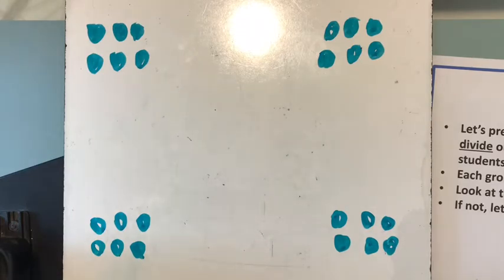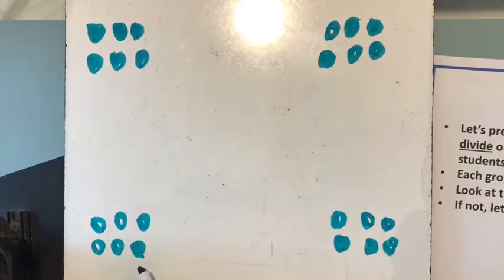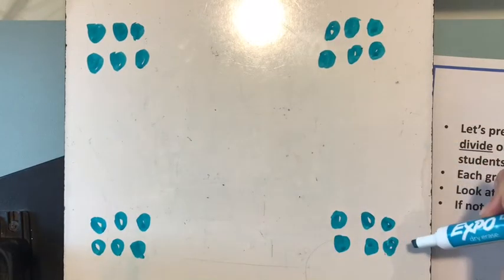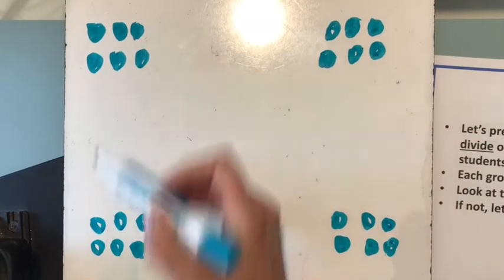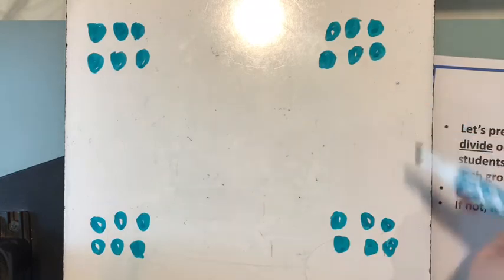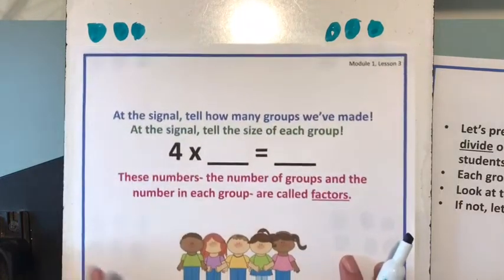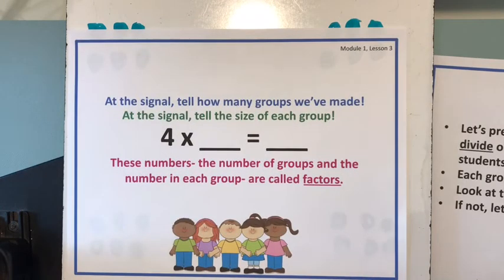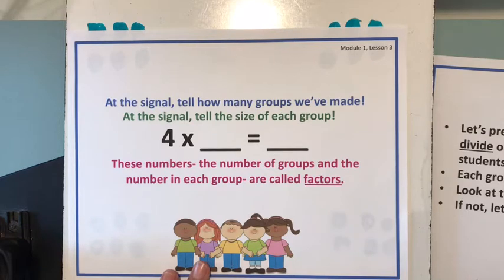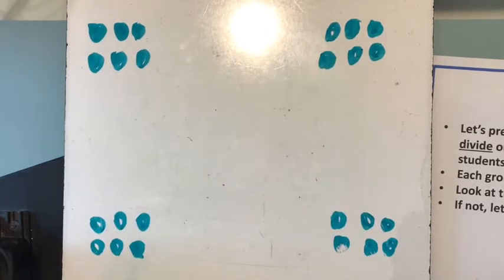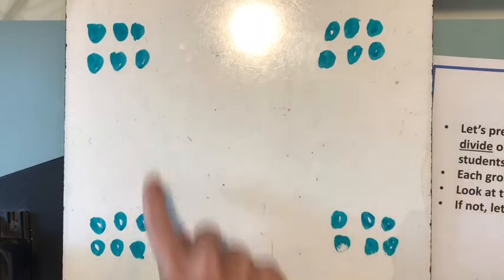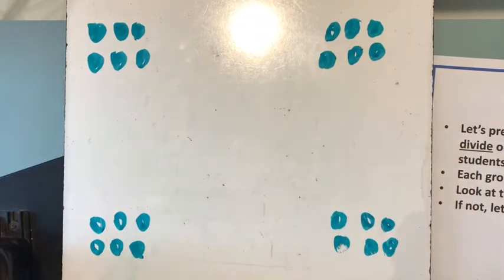So let's check. Do we have an equal number of students in each corner? We do, right? We have 6 here, 6 here, 6 here, and 6 here. All right, so now on my signal, I want you to tell me, have we made an equal number of groups? 1, 2, 3. Yes, we did. We did 6, right? I'm going to say 4 equal groups. 4 equal groups.